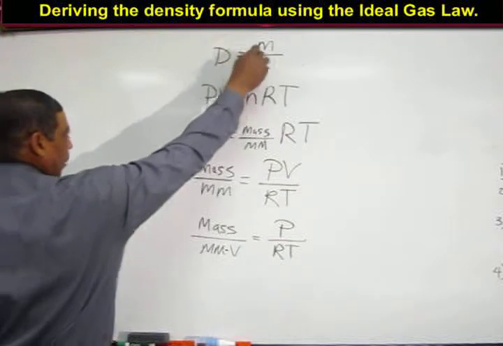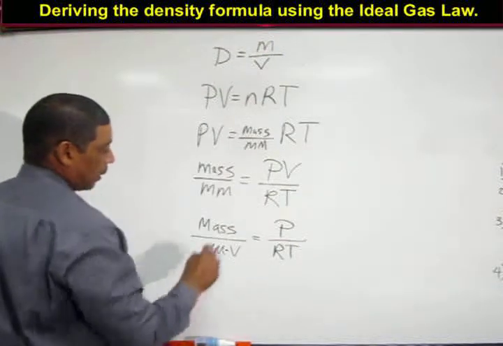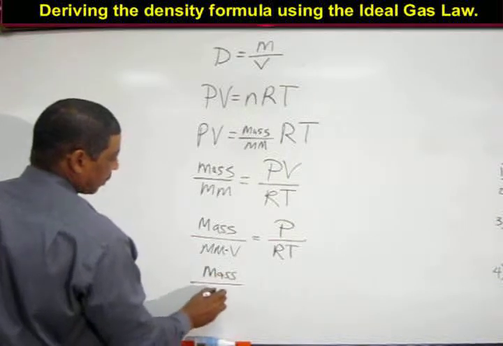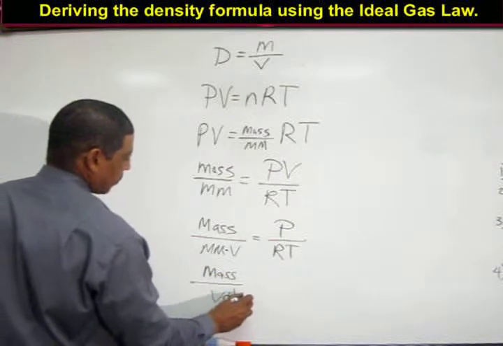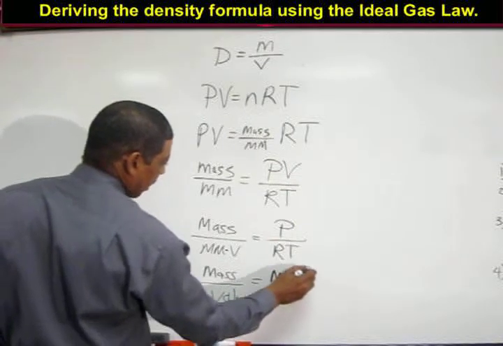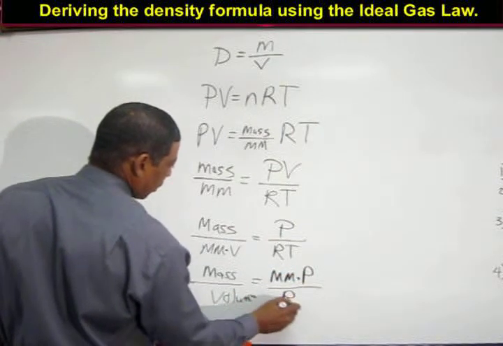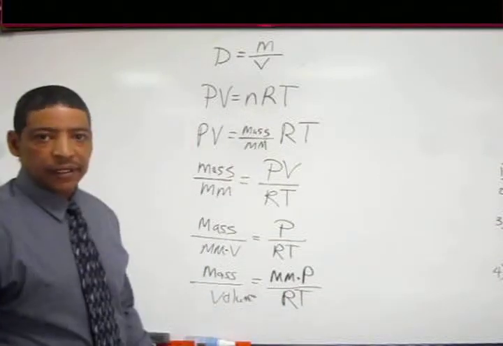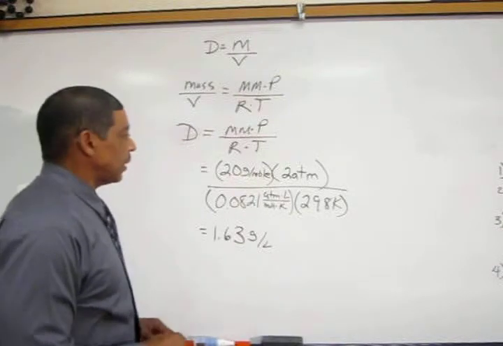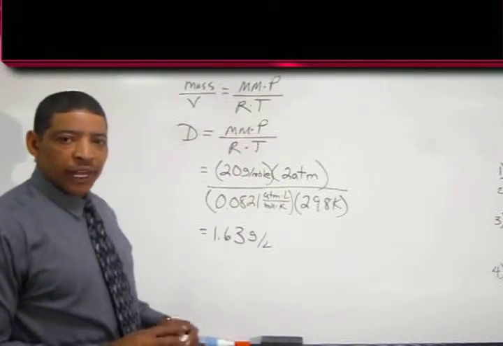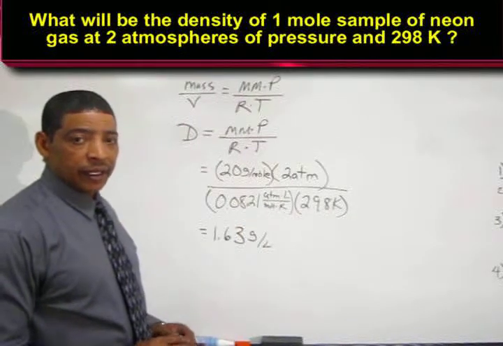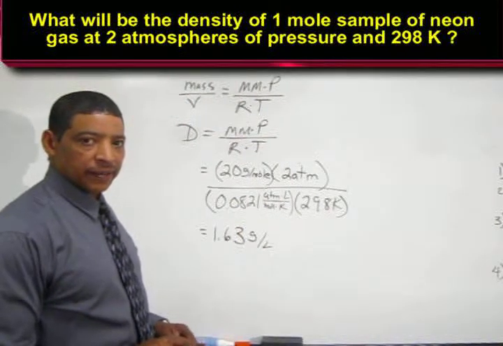Since D is equal to M over V, then mass over volume is equal to molar mass times pressure over RT. Suppose we wish to determine the density of a sample of neon gas at 2 atmospheres of pressure and 298 K or 25 degrees C.